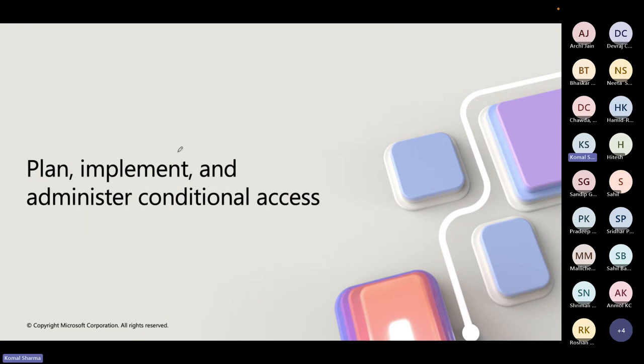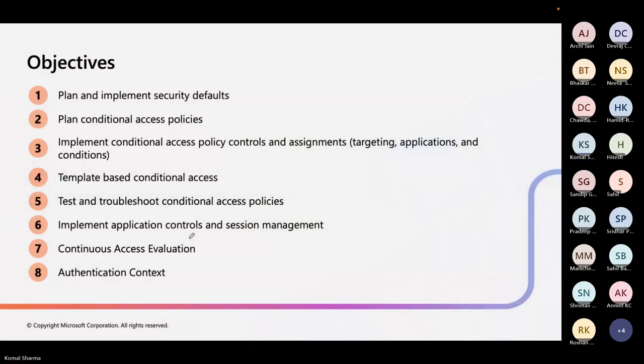Now let's move on to the next topic, where we are going to plan, implement, and administer conditional access. In this topic, we are going to understand how we can plan and implement security defaults, plan conditional access policies, implement conditional access policy controls and assignments, template-based conditional access, test and troubleshoot conditional access policies, implement application control and session management, continuous access evaluation, and authentication context.